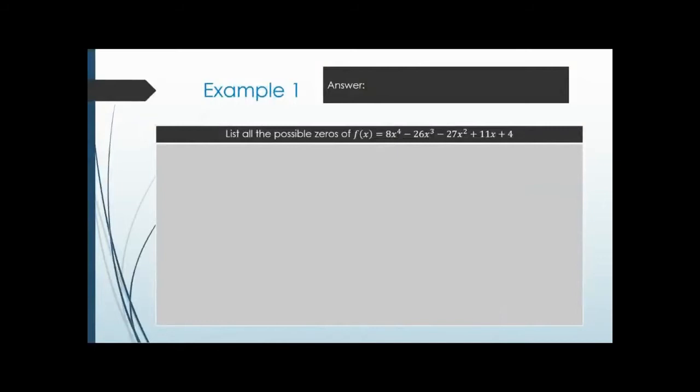So list all the possible zeros of f of x equals 8x^4 minus 26x^3 minus 27x^2 plus 11x plus 4. To do this, we need to use the rational zero theorem or rational zero test. So I'm going to just write that down.